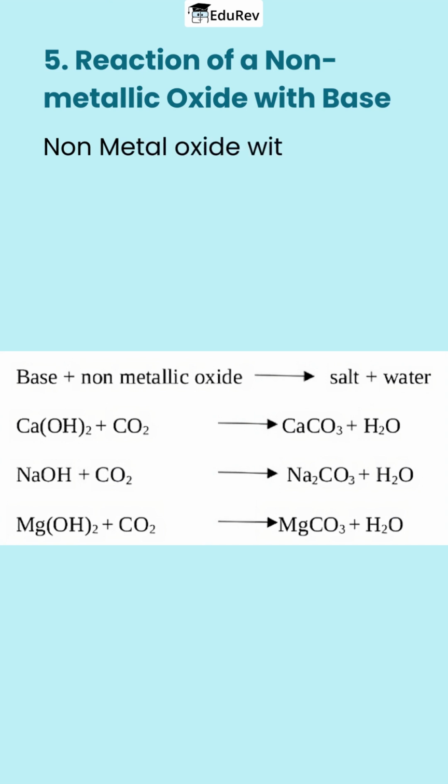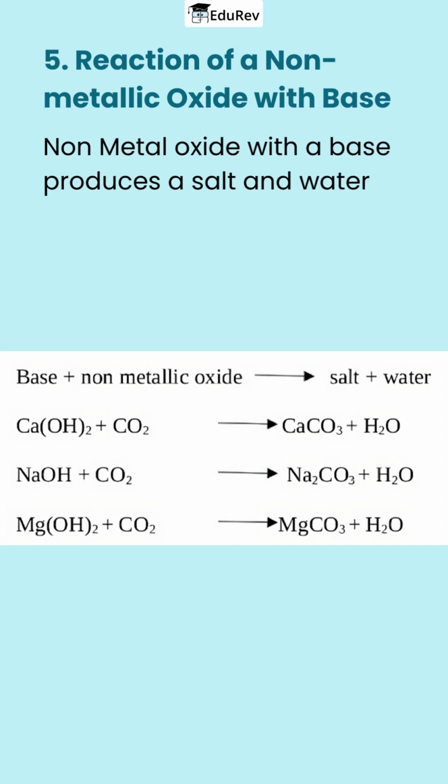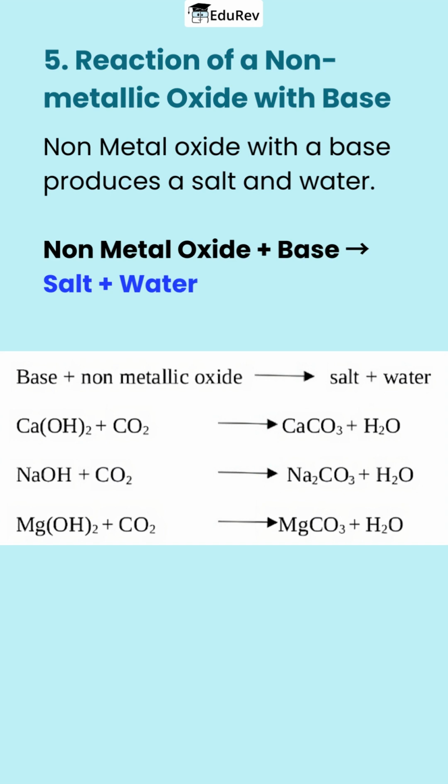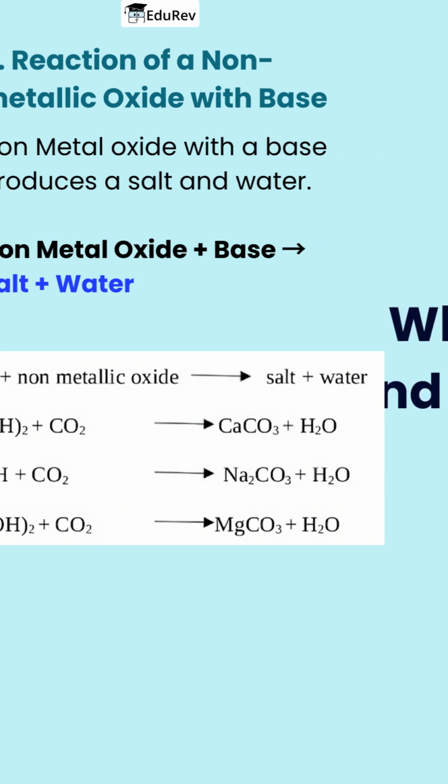Reaction of a nonmetallic oxide with base. The reaction of a nonmetallic oxide with a base involves the interaction of a nonmetallic oxide with a base to produce a salt and water. Nonmetallic oxide plus base gives salt plus water. The specific salt formed depends on the nonmetallic oxide and the type of base used.